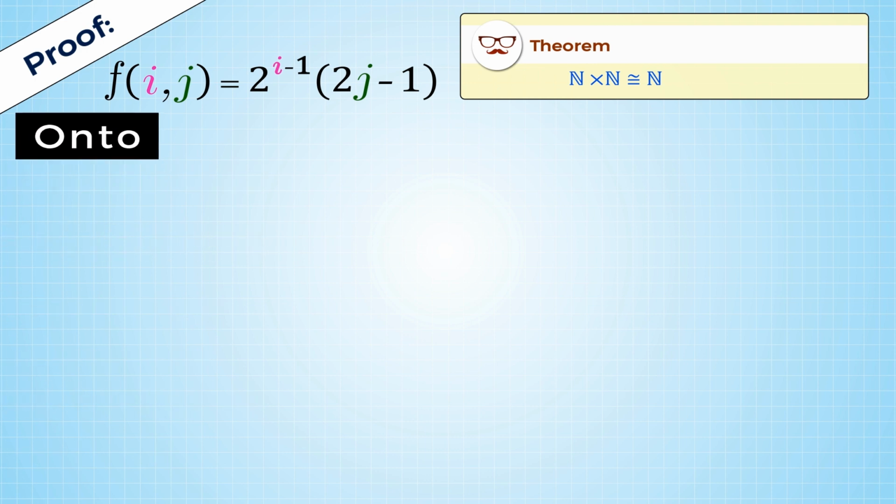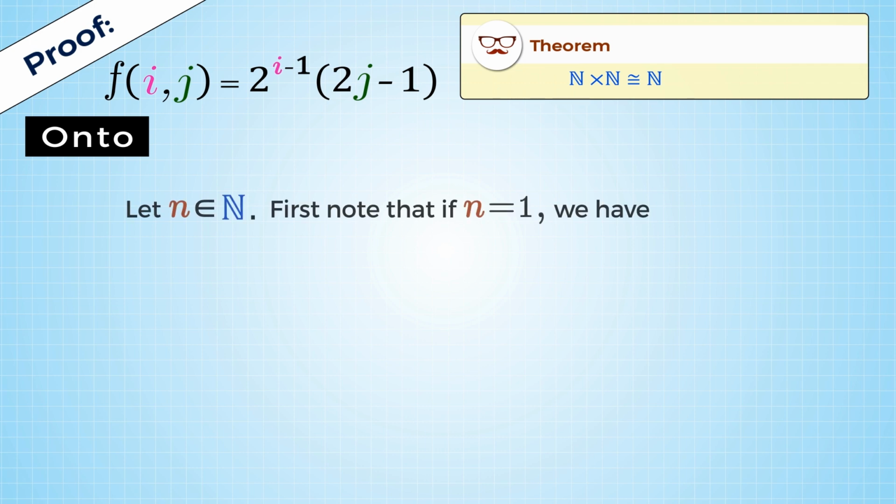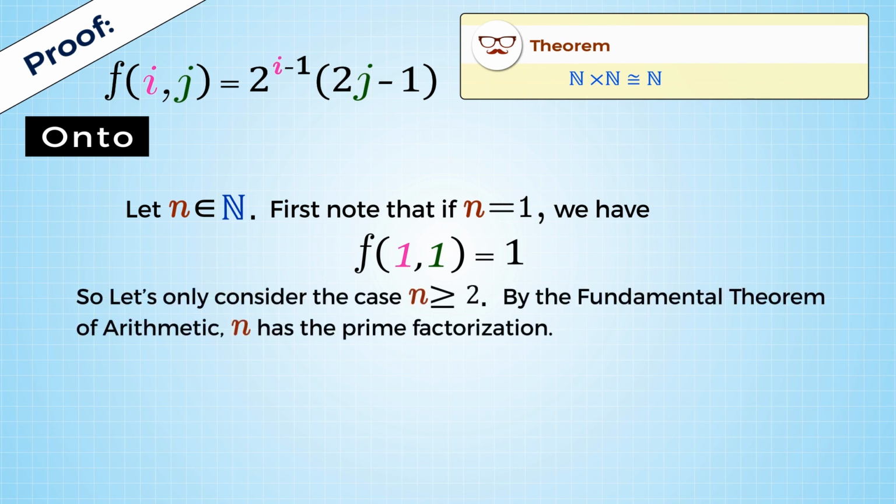Now that we've proved 1 to 1, let's prove onto. Let n be in N. First note that if n equals 1, we automatically have that f(1,1) equals 1. So let's only consider the case n greater than or equal to 2. By the fundamental theorem of arithmetic, n has the prime factorization, n equals 2^alpha times p1^alpha1 times p2^alpha2 times and so on up to ps^alphas.